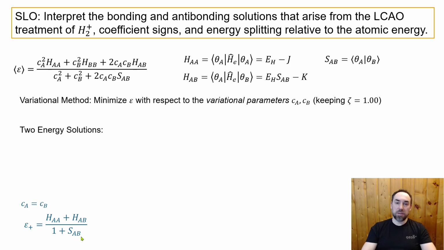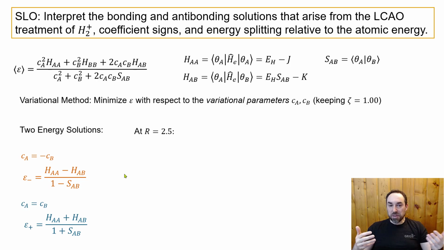And then another valid solution that also doesn't make the wave function disappear is when the two coefficients have opposite signs, so Ca equals minus Cb. We minimize the energy, and for that case it's going to be a different energy than E plus, and this E minus has this form here. So two different energy solutions for two different combinations of the coefficients that we place in front of the 1sA and 1sB atomic orbitals.